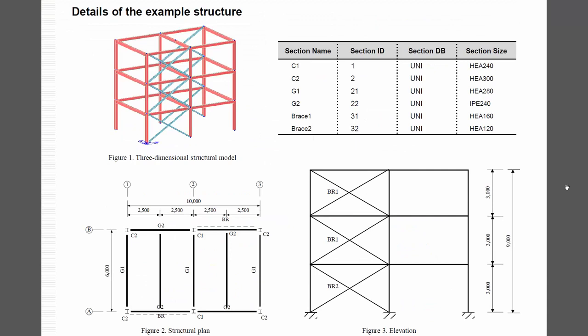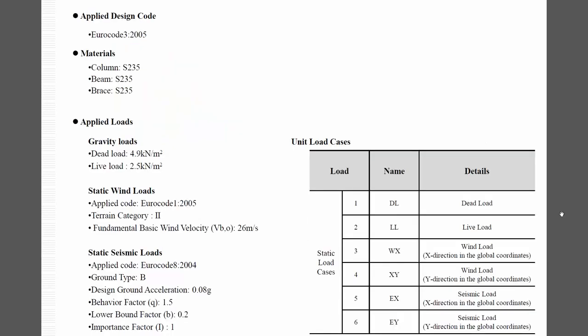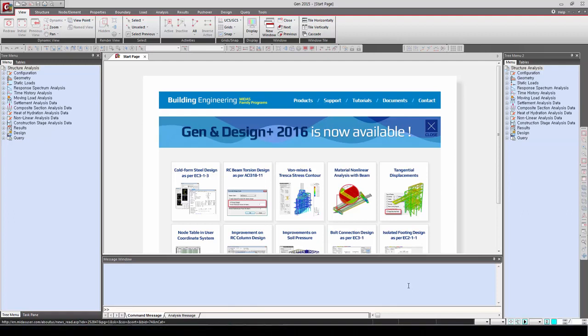So in this slide you can see the details of the example structure that I will use, the different sections, and the dimensions of the building that I will model. And here you have the details about the model. So I'm using the Eurocode 3 2005. I'm using different materials for column, beam, and brace, and I have different types of loads: the gravity, dead load, and live load, static wind loads, static seismic loads, and you have the different static load cases here in this table on the right. Okay, time to open midas Gen.